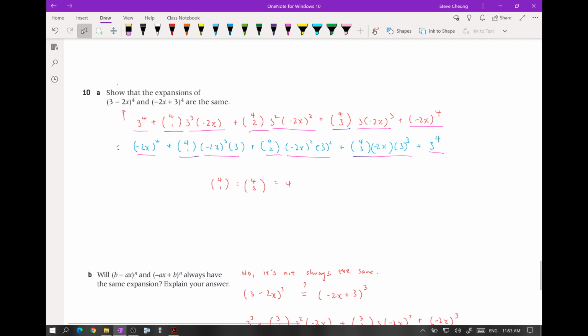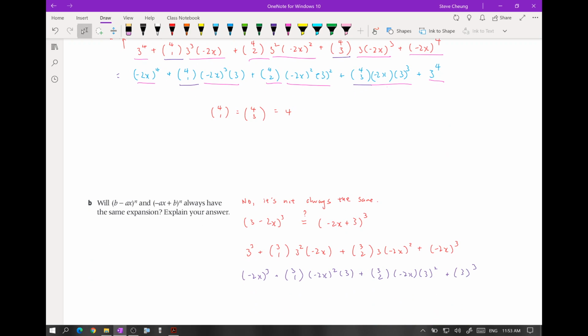Yes, this is already the same because this is just switching A plus B and B plus A. Of course, they're always the same. So yeah, I think there's a mistake in the book as well too. I think they meant to actually do this. I think they meant to say this. Is B minus AX the same as AX minus B, I think. Because, yeah, I think that's what they meant.